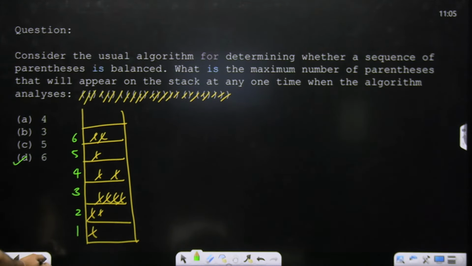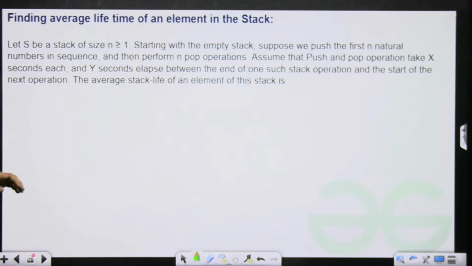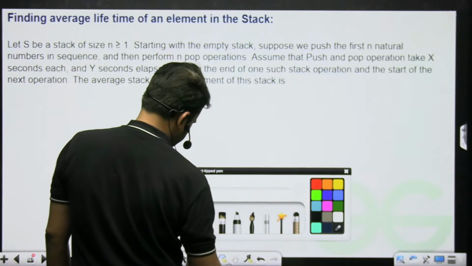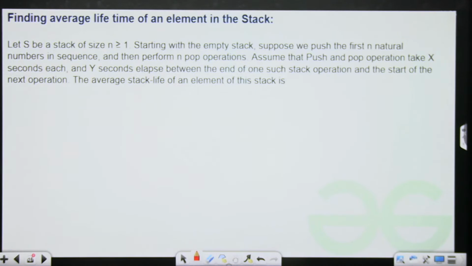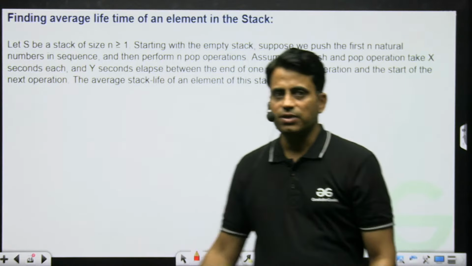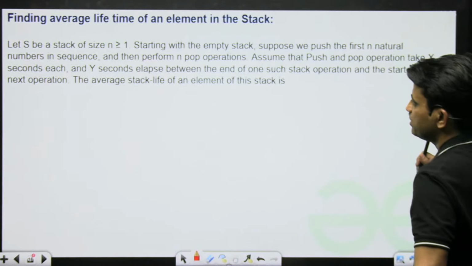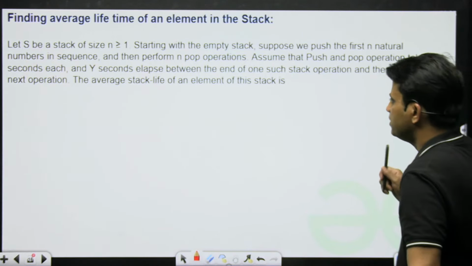Okay. Now बच्चे, this pattern question is also asked in GATE exam and public sector exam. Finding average lifetime of an element in this. Let S be a stack of size n greater than or equal to 1. Starting with the empty stack, suppose we push the first n natural numbers in the sequence and then perform n pop operations. Assume that push and pop operations take x seconds each, and y seconds elapse between the end of one such stack operation and the start of the next operation. The average stack life of an element of this stack is.